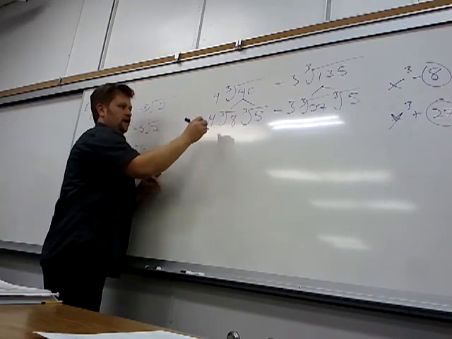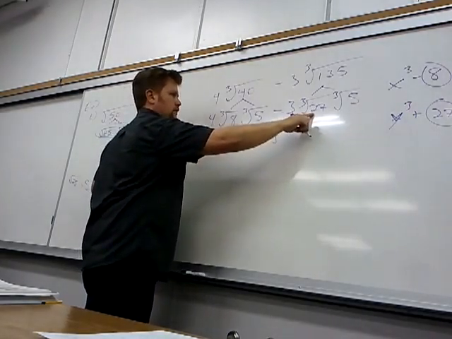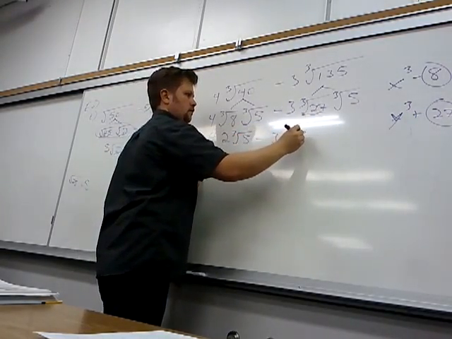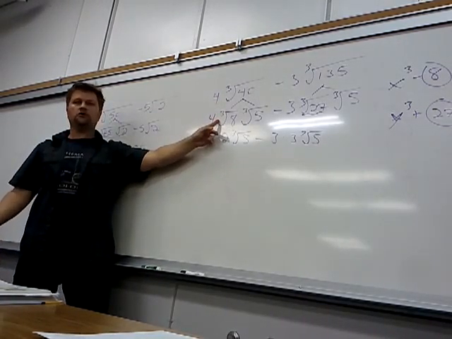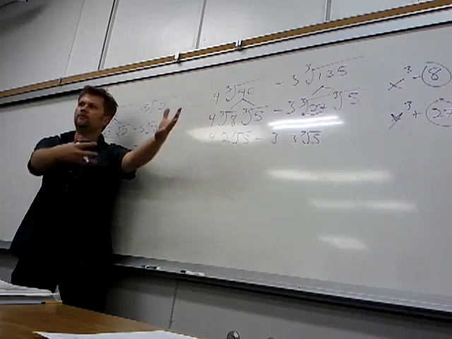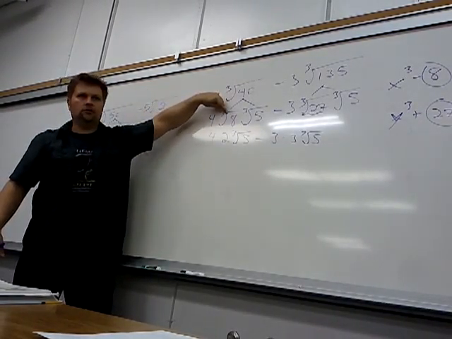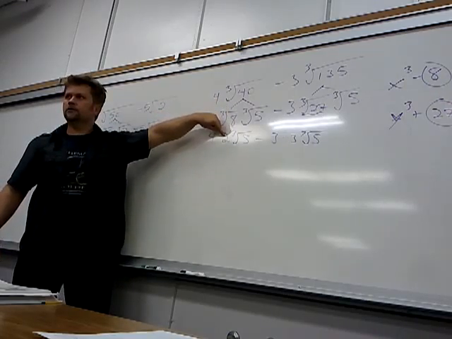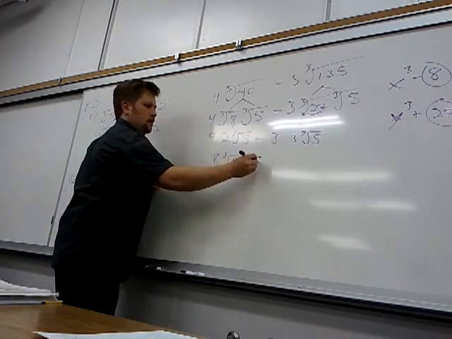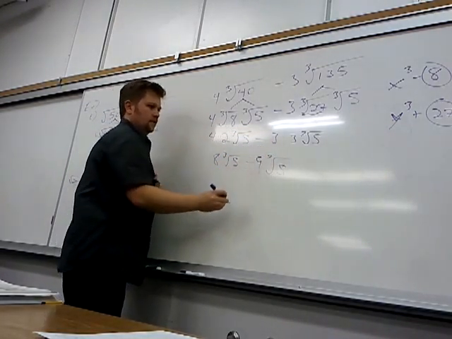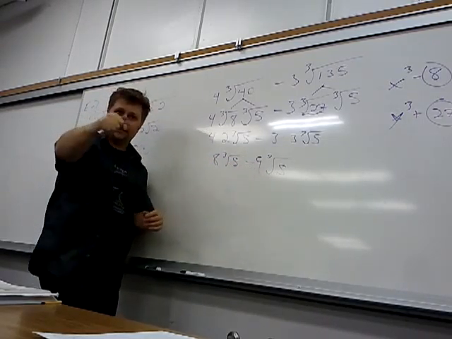So what's the cube root of 8? 2. What's the cube root of 27? 3. Everybody's always confused about what to do with coefficients sitting out there. They're multiplying. So of course at the end you're going to multiply them by whatever number you find. It's 4 times this. Cube root of 8 is 2, so it's 4 times 2. 8 cube root of 5 minus 9 cube root of 5 is 8 of them minus 9 of them? Negative 1 of them.